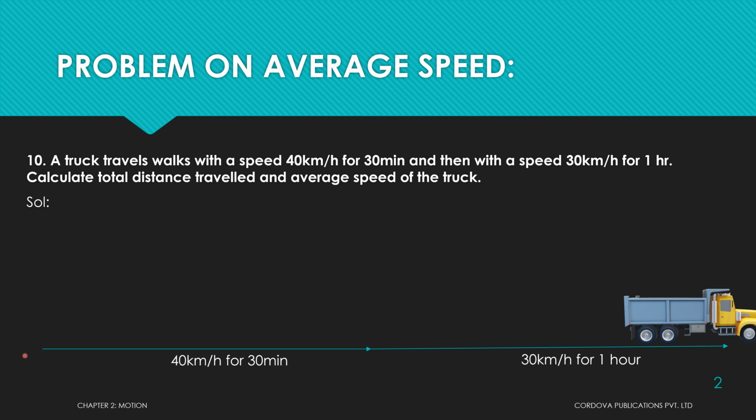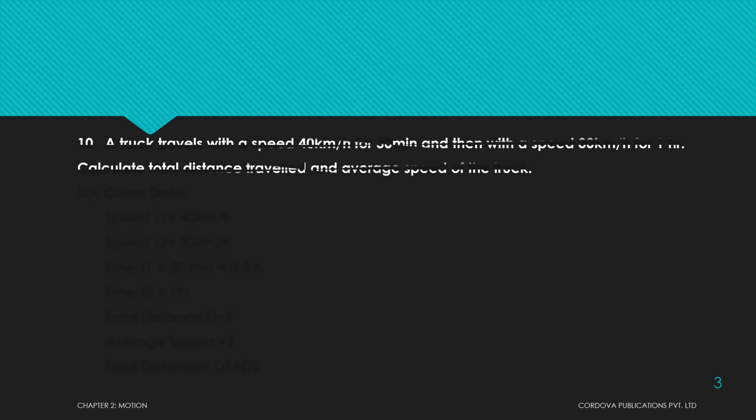And they are asking to calculate the total distance, that is from here to here, the complete journey of the truck, as well as the average speed. What was the speed of the vehicle throughout the journey? Average speed, right? I hope the question is clear. So let's enter into the problem.